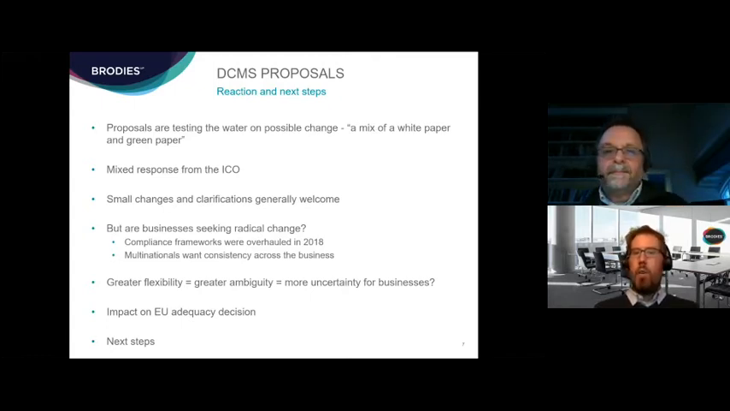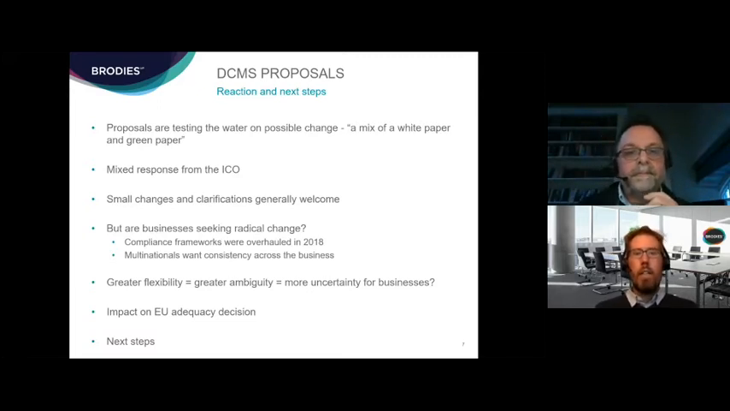And if you're multinational, you'll want consistency across your business. You don't want a UK framework and a separate one for the EU. At the other end of the scale, for SMEs, yes, there's more flexibility. You can have a program that perhaps better affects your organization, but that means greater ambiguity, so more uncertainty, and then you've got to spend more on external advice to work out what it is you need to do as a business. So again, query whether that is actually progress there.